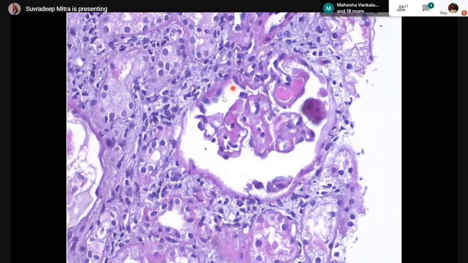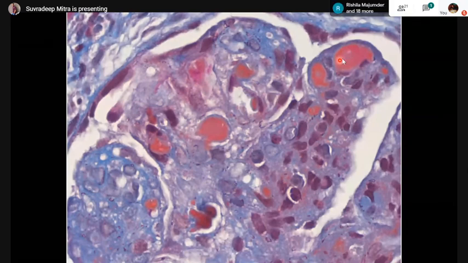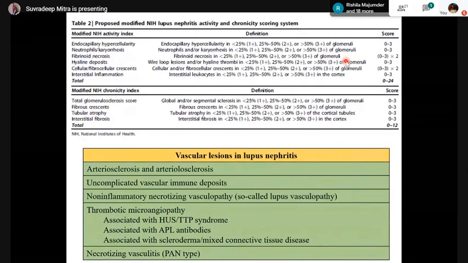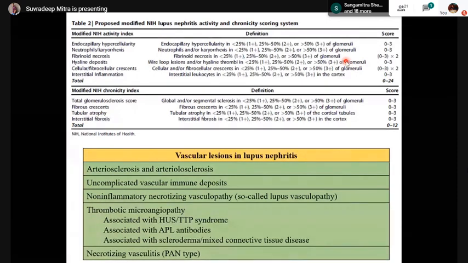And even without any endocapillary proliferation, the presence of wire loop or hyaline thrombi will categorize it as a proliferative lesion. And this is a nice Masson trichrome stain to show such hyaline thrombi, which are fuchsinophilic, or red in color. So this is the proposed modified National Institutes of Health, or NIH, lupus nephritis activity and chronicity scoring system.